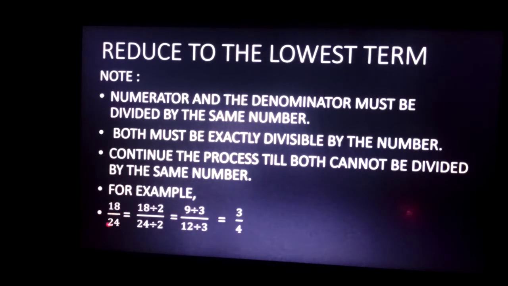18 by 24. 18 can be divided by 2. 24 can also be divided by 2 and the resulting fraction will be 9 by 12. Again, both the numerator and the denominator can be divided by 3 and then the result is 3 by 4. So 3 by 4 or 3/4 is the reduced fraction of 18 by 24.